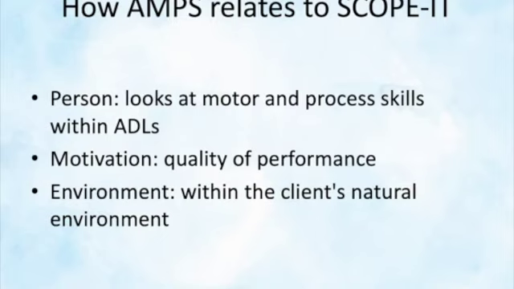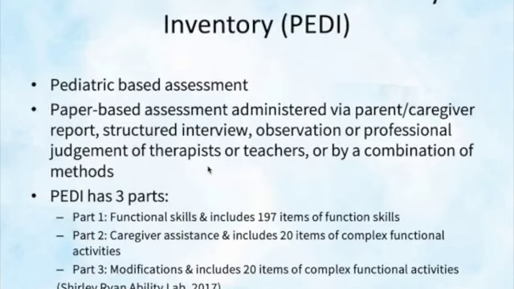And then for the environment, the environment's pretty much just looked at within the client's natural environment. And so the OT or whoever's doing the assessment will attempt to make the assessment most closely like the client's natural environment. And then this can show how the environment can inhibit or enhance a client's activity. That's all we have for the AMPS.